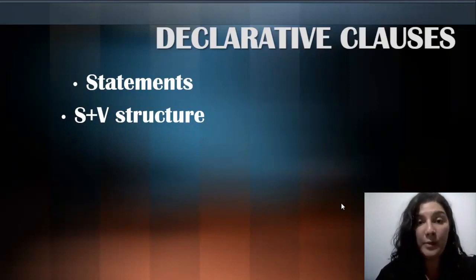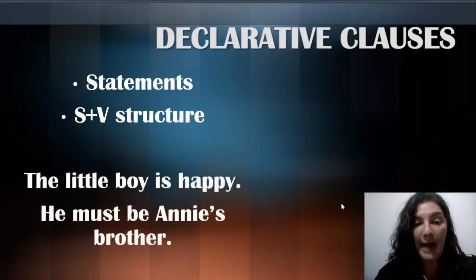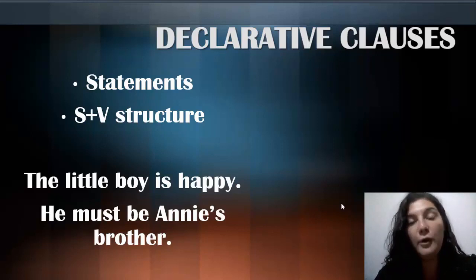Here we have two examples. The little boy is happy, and he must be Annie's brother. In the first example, we can see a subject, which is the little boy, and a verb that is conjugated in present tense and is giving us information related to the state of being of the subject. In the second example, we can see this finite verb shows modality. Here we have a subject, which is he, and a modal auxiliary verb must, followed by the infinitive form or the base form of the verb be.